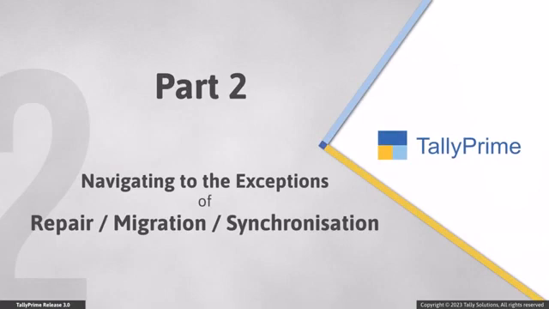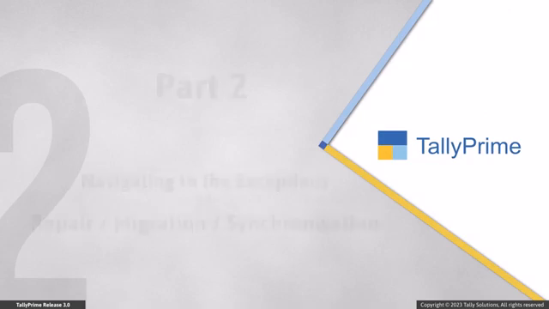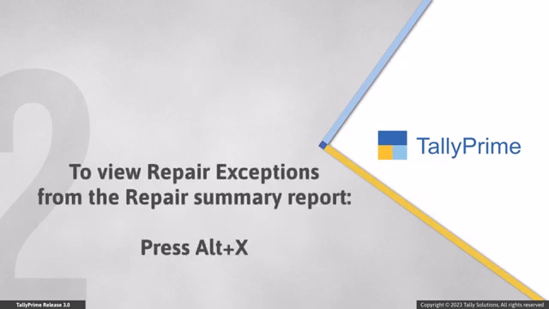Now, let's see how to navigate to the exceptions report of repair or migration and synchronization. You can view the exceptions of repair from Repair Summary Report and those of migration from the Migration Summary Report. Just press Alt+X and you can view the exceptions. However, you may want to resolve exceptions later.